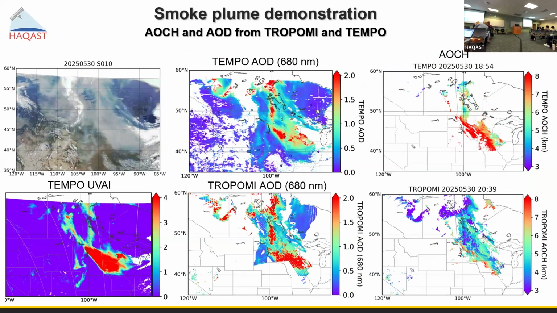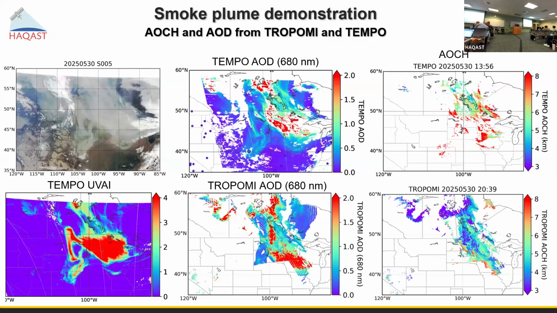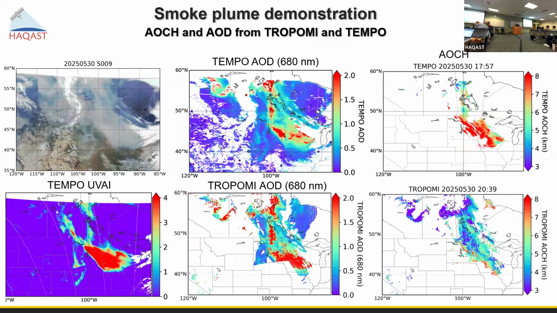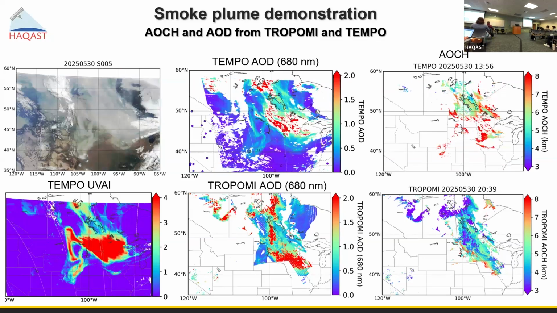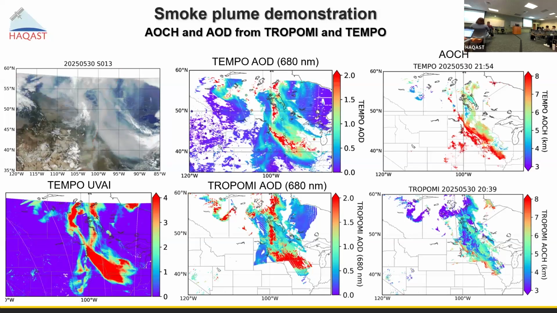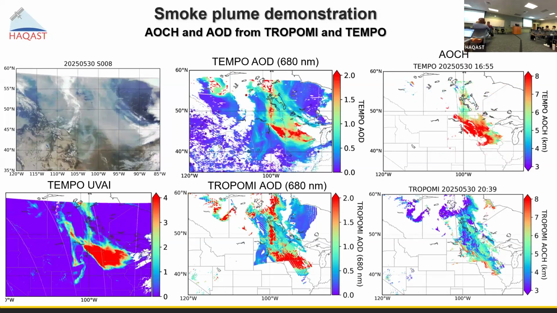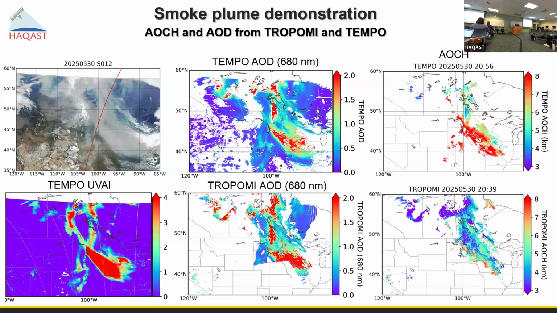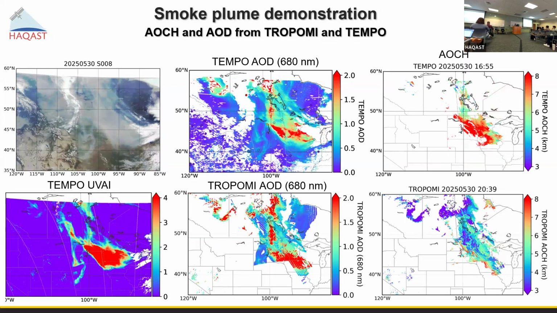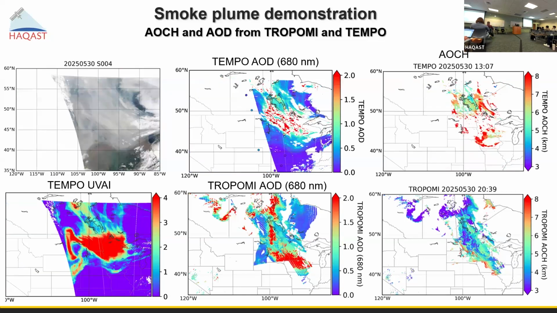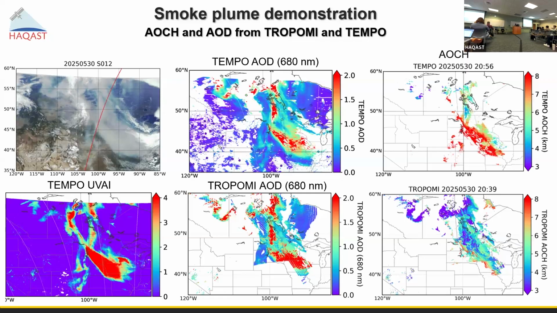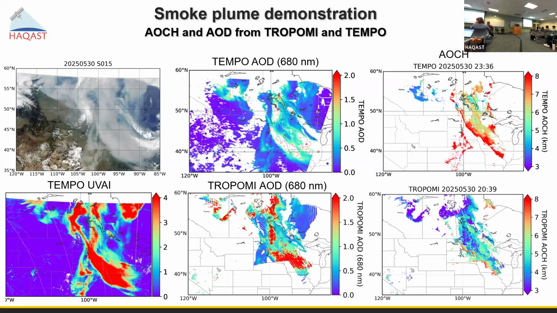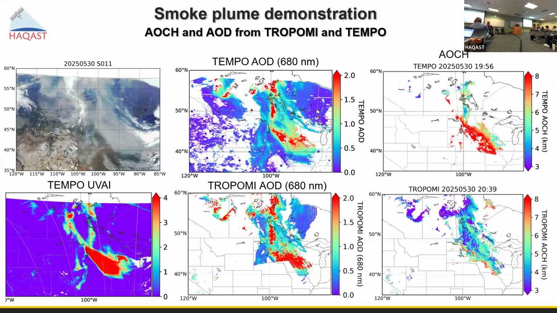Next I will show some smoke and dust plume case demonstrations using the TROPOMI and TEMPO AOCH and AOD data. The animation here shows the hourly TEMPO observations of the AOD, AOCH, and UV aerosol index from the geostationary satellite. The bottom two panels are the TROPOMI AOD and AOCH product. Since it is on a polar-orbiting satellite, it can provide a global measurement once per day. So we can clearly see the fast smoke transport during this single day from the TEMPO observations, but the spatial pattern from the TEMPO and TROPOMI data are still similar.